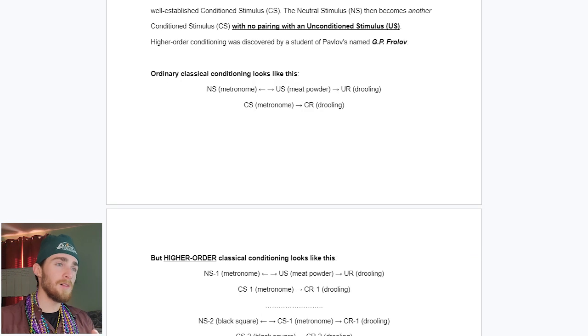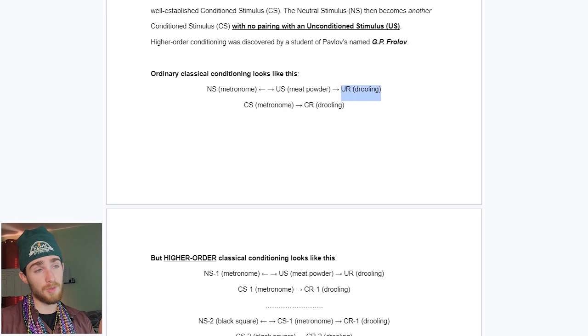So ordinary classical conditioning looks like this. You have the neutral stimulus metronome paired in close time with the unconditioned stimulus meat powder, and that unconditioned stimulus naturally elicits the unconditioned response of drooling. Now, after pairing the metronome with the meat powder enough times, eventually the metronome, formerly a neutral stimulus, now becomes a conditioned stimulus, and that conditioned stimulus metronome elicits the conditioned response of drooling.